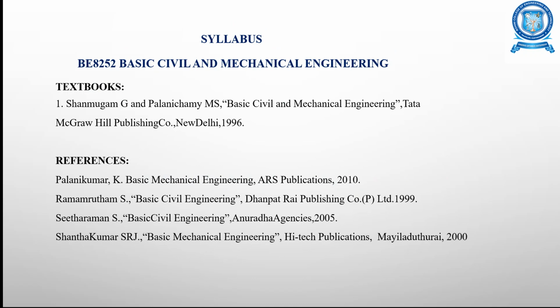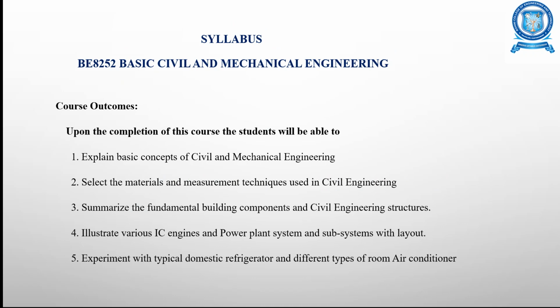These are the textbooks and reference books for the course Basic Civil and Mechanical Engineering, and these are the course outcomes. Upon completion of the course, the students will be able to explain the basic concepts of civil and mechanical engineering from Unit 1, and from Unit 2 they will be able to select the materials and measurement techniques used in civil engineering. The students will be able to summarize the fundamental building components and civil engineering structures upon completion of Unit 3. From Unit 4, the students will be able to illustrate various internal combustion engines and power plant systems and subsystems with layout. And from the fifth unit, the students will be able to experiment with the typical domestic refrigerator and different types of room air conditioner.